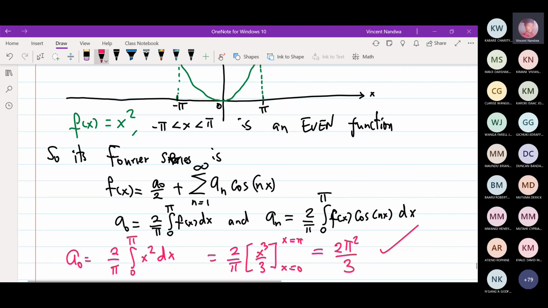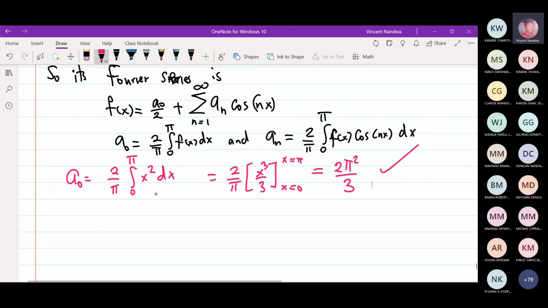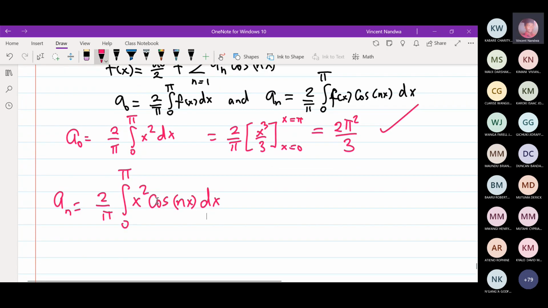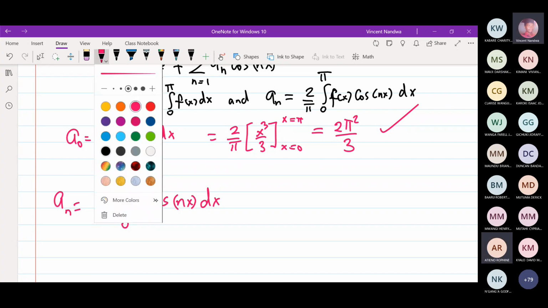So then we are only remaining with an, and then we'll have the final answer. So an is 2 over pi, 0 to pi, f of x is x squared times cosine of nx dx. So which integration technique do we apply here? Integration by parts. But now I want us to use the tabular integration, which is just a special case of integration by parts.